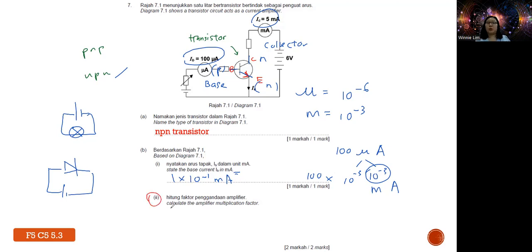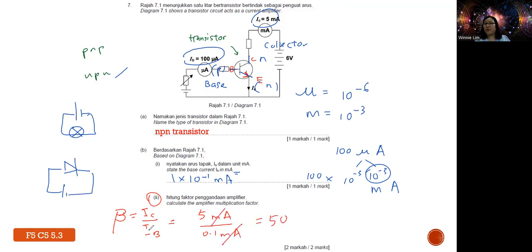Now, how come these questions ask you to change it to milliampere? On part 2, they ask you to calculate the amplification factor, where the symbol is beta. It's actually IC over IB. Your collector current is in terms of milliampere, so they have 5 milliampere. So you have 5 milliampere divided by 0.1, or 1 times 10⁻¹, right? You can cancel, hence you have 50.